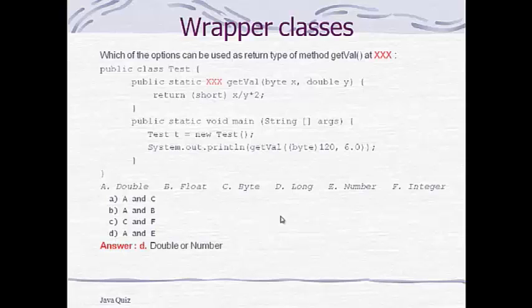The correct answer is D, A and E. That is, it can be double or it can be number. Number is the parent of all these wrapper classes. The reason is that the others, that is float, byte, long and integer, have loss of precision or type mismatch. We can use a primitive double also as a return type.